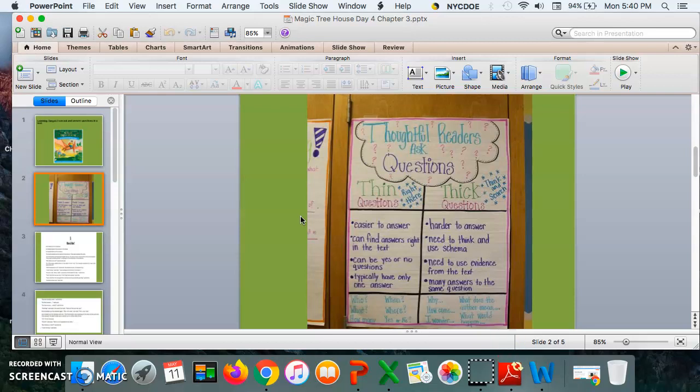Thick questions are think questions. You have to think about these questions. They're harder to answer. You need to think and use schema. You need to use evidence from the text, and you have many answers to the same question. These questions you'll begin by saying what, how come, I wonder, what does the author mean, and what would happen.